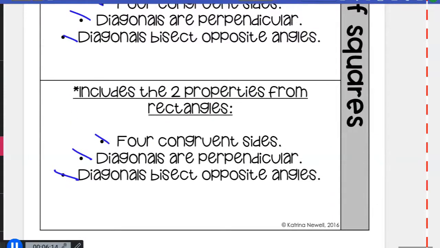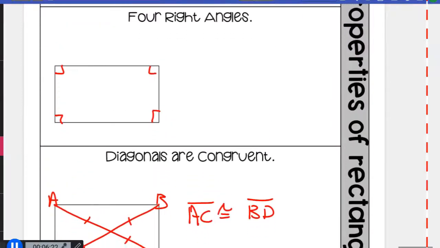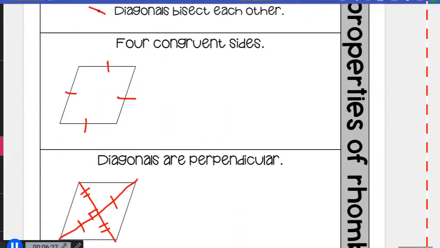So a square combines all of this information. I feel like I missed one. No.